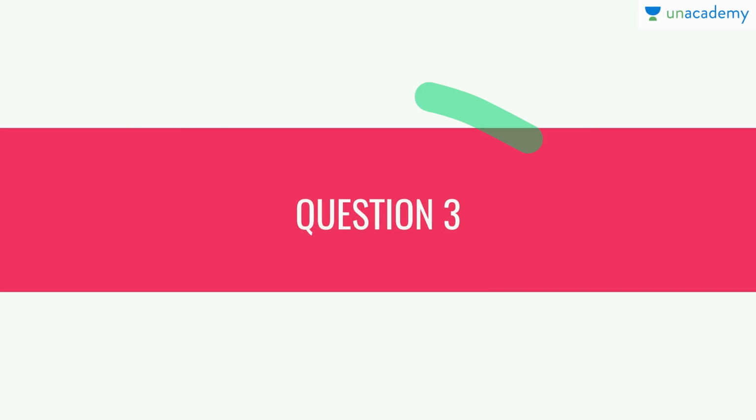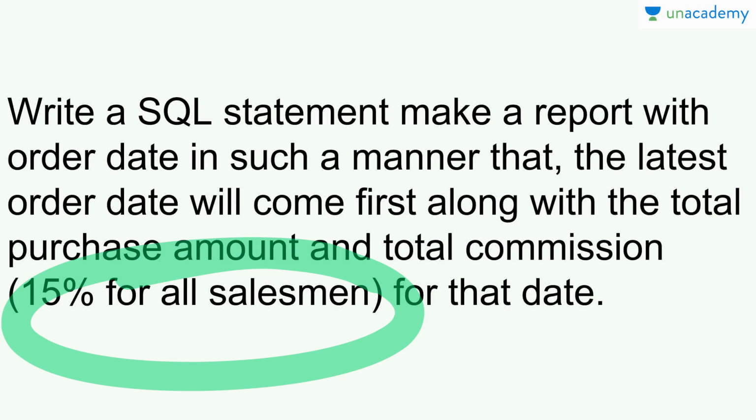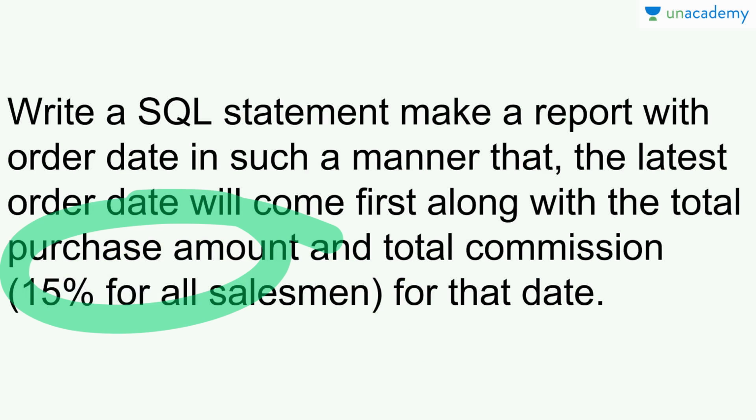Moving toward the third question, write a SQL statement to make a report with order date in such a manner that the latest order date will come first, along with the total purchased amount and total commission for that date. And total commission is 15% of all salesmen, that is, the total commission will be 15% of that purchased amount.